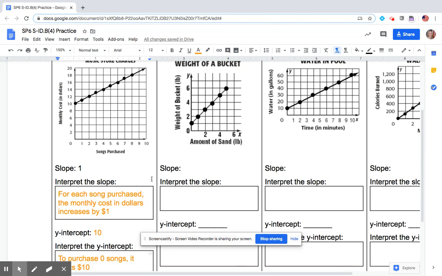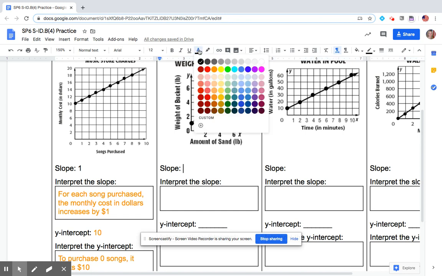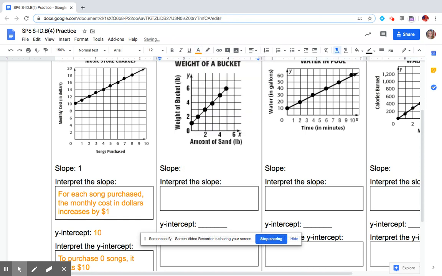All right, we're going to move on to the next example, weight of a bucket. We have sand as our independent variable, the amount of sand in pounds, and weight of the bucket as our dependent variable. And the slope here, again, I'm going to find a couple of lattice points that are convenient, and any of these work. And I'll use the first two. And my rise and my run is up 1 to the right 1. So again, my slope is 1.